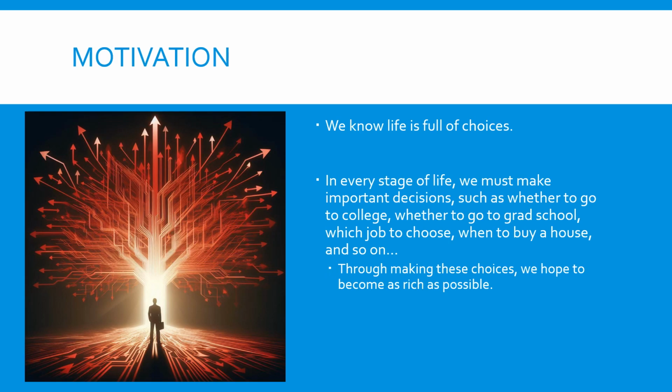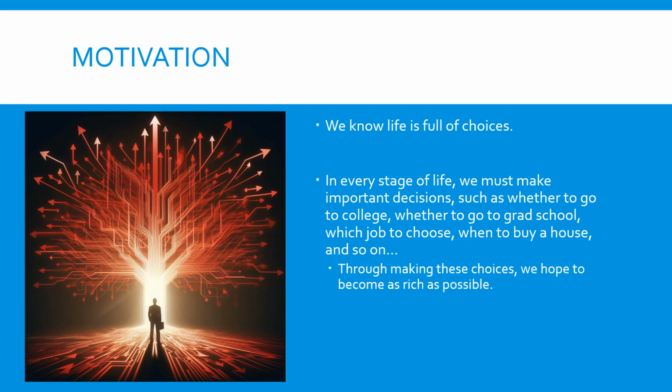Let's motivate the greedy algorithms using the trajectory of a person's life. We know life is full of choices. In our life, we must make a series of decisions. For example, whether to go to college, whether to go to grad school, which job to choose, buy or rent a house, and so on.